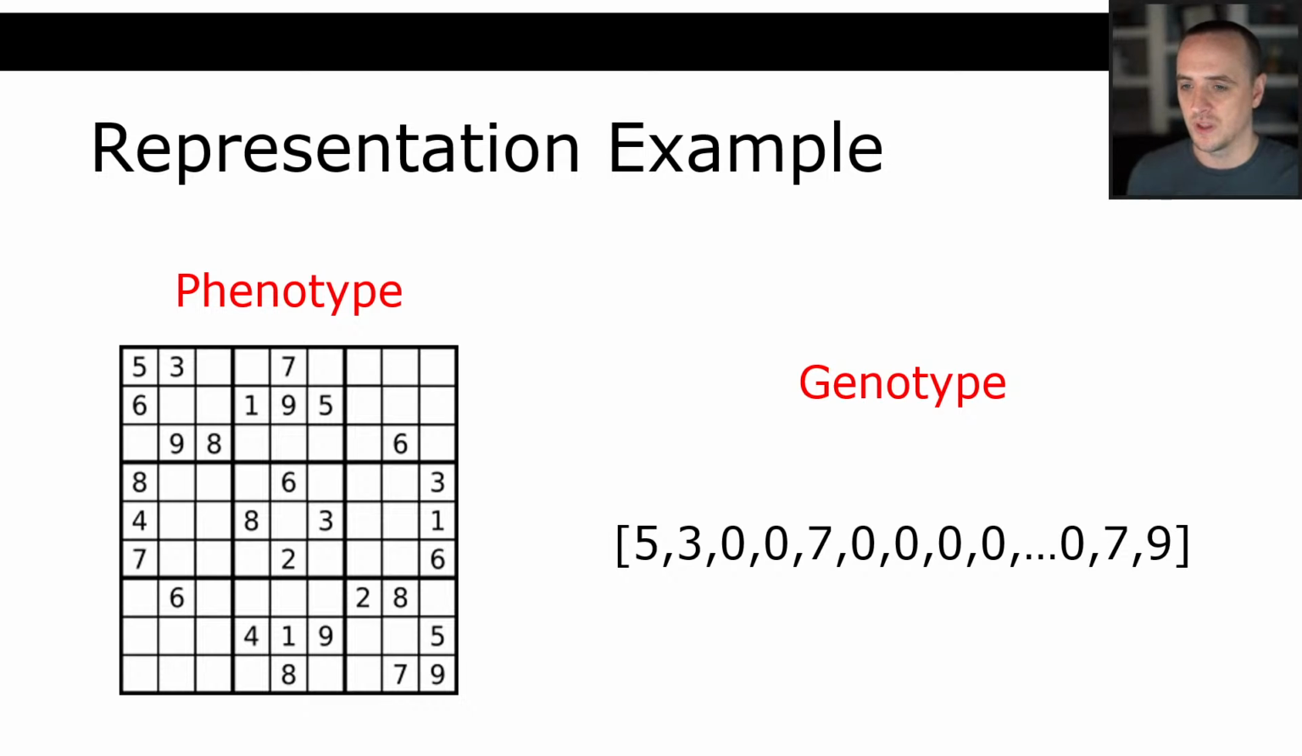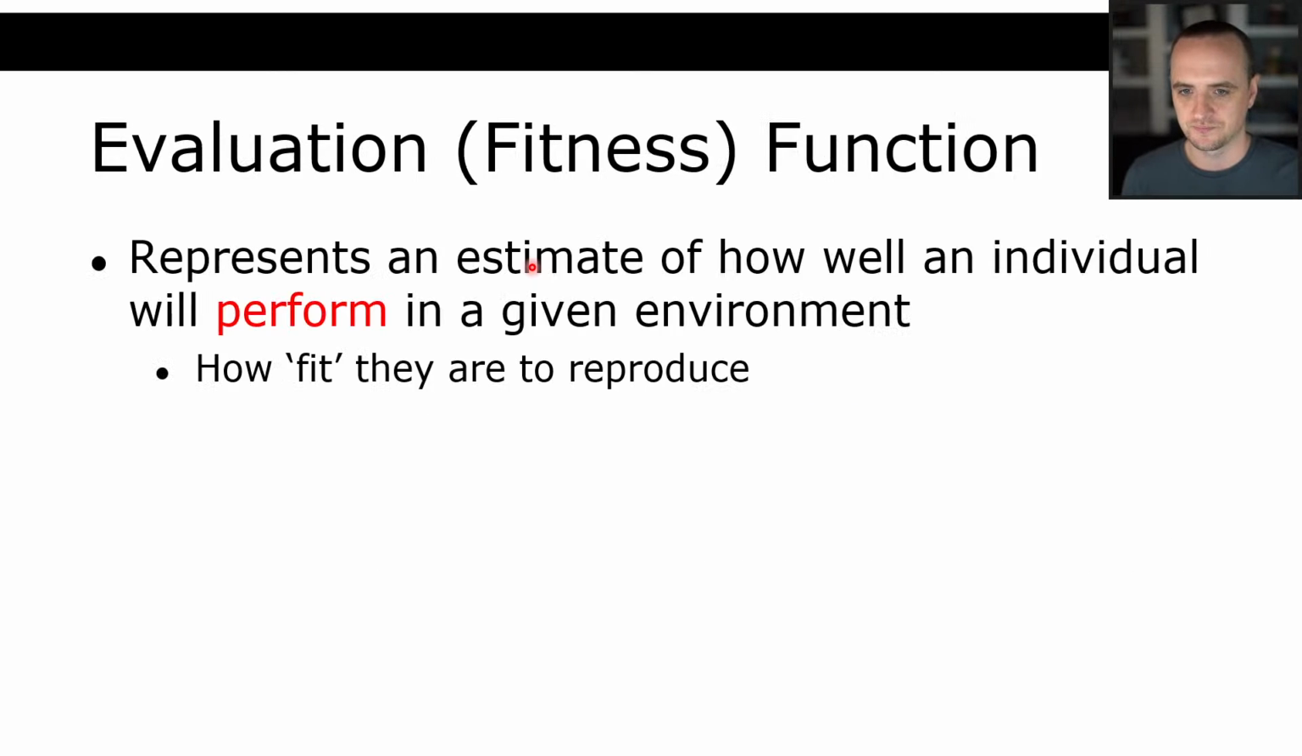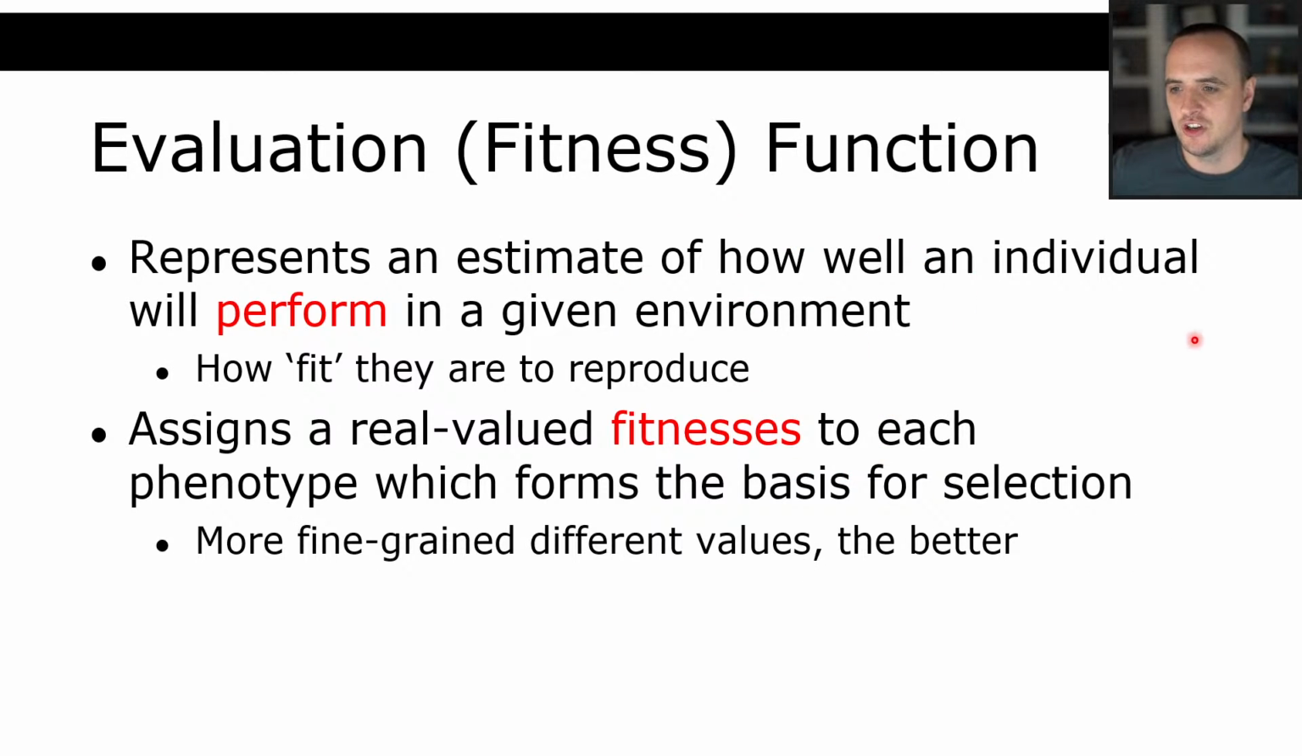So for example, the fitness function for a Sudoku board might be how close is it to being solved? Something like that. The fitness function is going to assign a real valued number, like a floating point number, fitness, to each phenotype, which forms the basis for selection. And the more fine-grained different values, the better. You don't want to just have a 0 if it's bad and a 1 if it's good. Ideally, you have this on a scale that's very varied, so you could do cool things with selection.